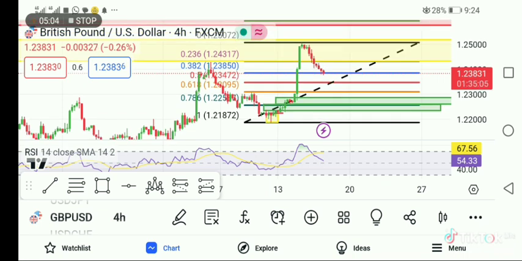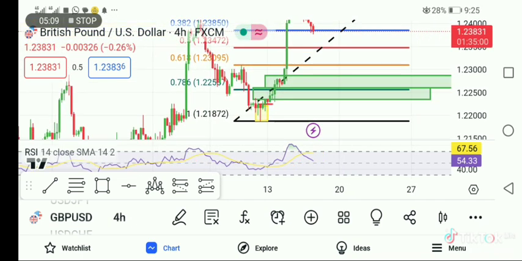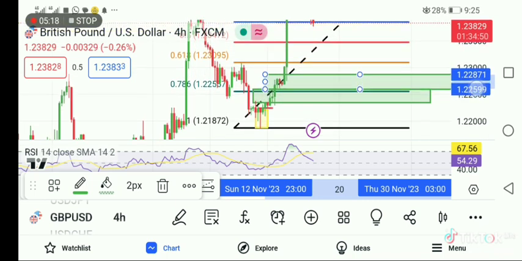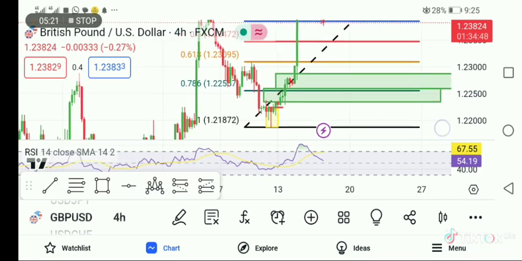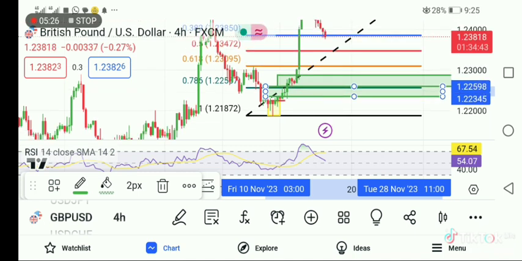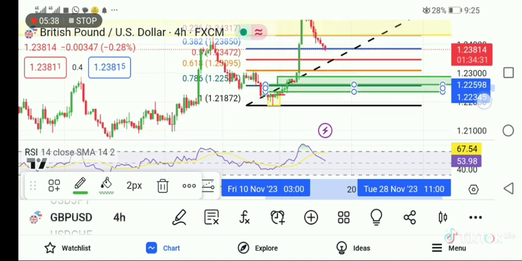So after this rejection, as you can see now, price is pulling back, and I have another demand zone right here, 1.22871 to 1.22599. I don't know if price can actually come down here. It depends on the market mood, and it depends on news.